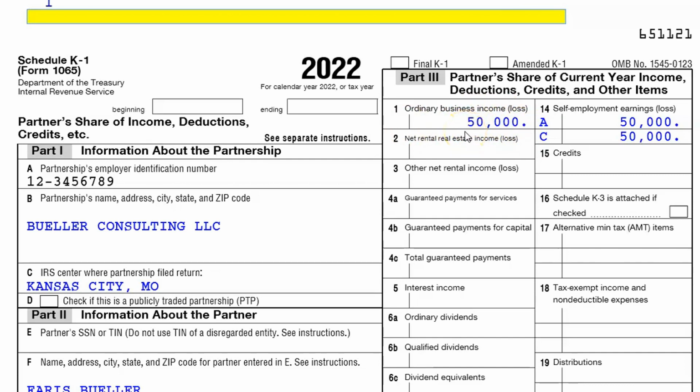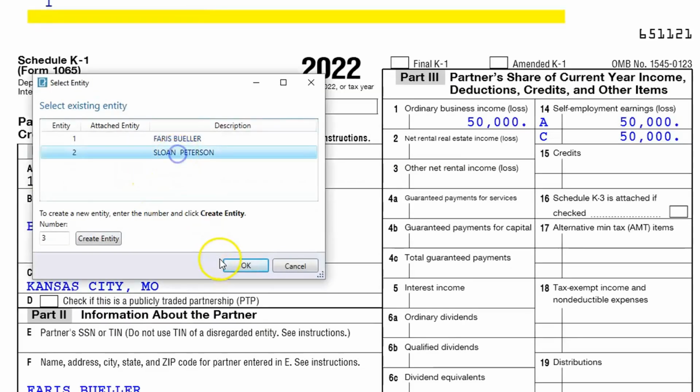What Ferris is going to do is take this K1 and report it on his personal tax return. Now look at this, self-employment earnings, right? He's active. He's a non-passive investor in this partnership. So that 50,000 is also subject to self-employment tax, right? Which we saw earlier. So that's Ferris.